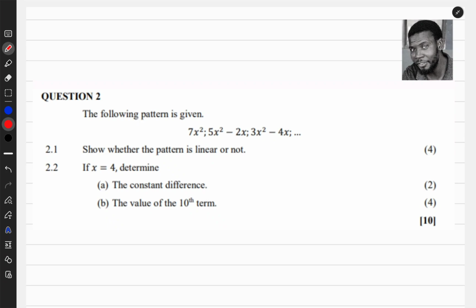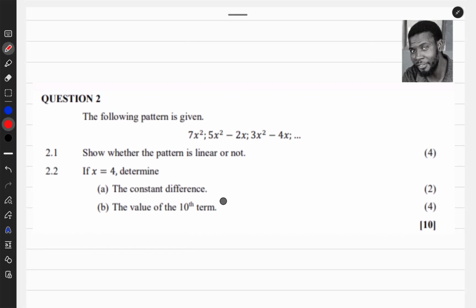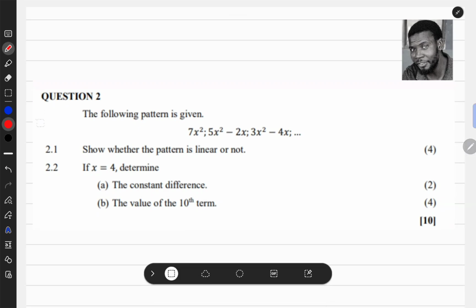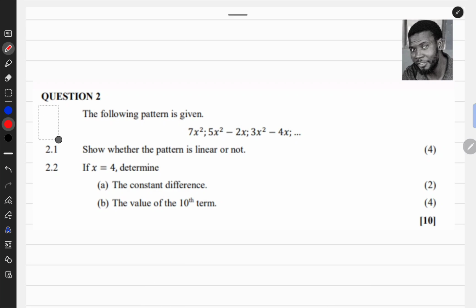So we are given that the following pattern is given, as you can see there: 7x squared, 5x squared minus 2x, then lastly 3x squared minus 4x, and so forth. So we need to show whether the pattern is linear or not, and that should be easy. Trust me. Okay. Let's take the first one, which is 2.1, and see how we're going to work it.